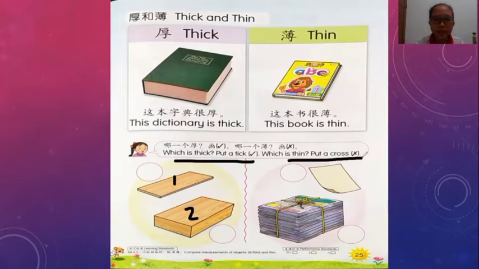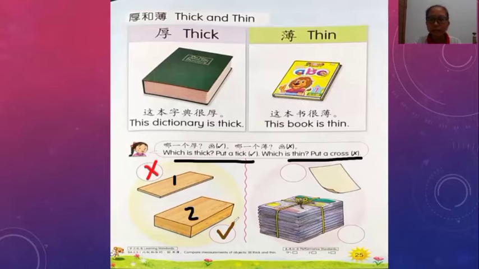Okay, mari kita lihat. Number 1, that log is thick or thin? That number 1 log is thin. So, we need to put cross. This cross, right? And how about number 2 log? Thick or thin? Thick, so we need to put a tick like this.